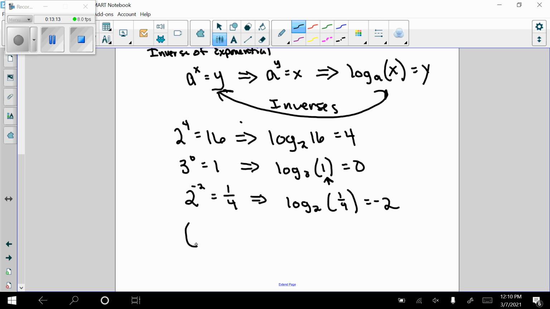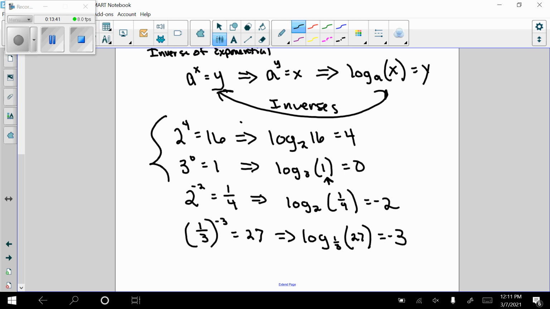If I want to do a fraction to a negative power, say 1/3 to the -3rd, well, that's equal to 27. It's 1 over 3 to the -3. If you switch it up to the top, you get 27. So the original problem would be log base 1/3 of 27 equals -3. So there's many, many logs that you can evaluate without using your calculator if they're powers of the original base.